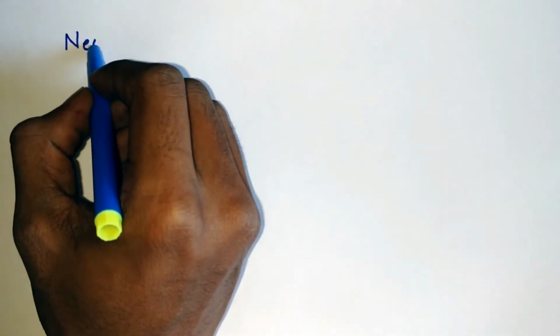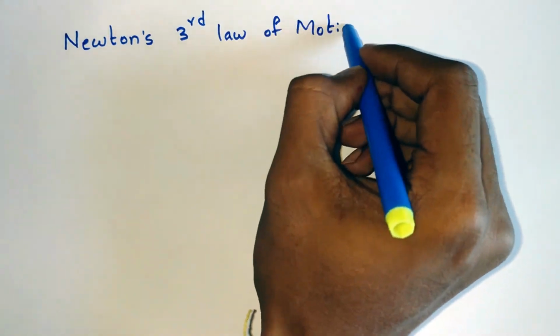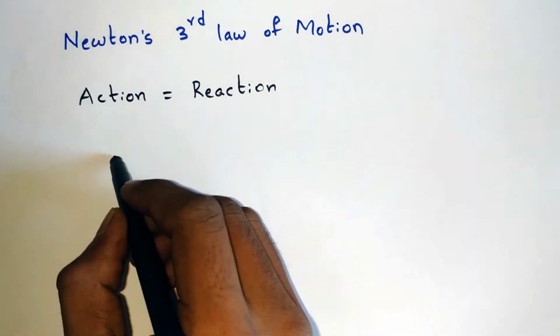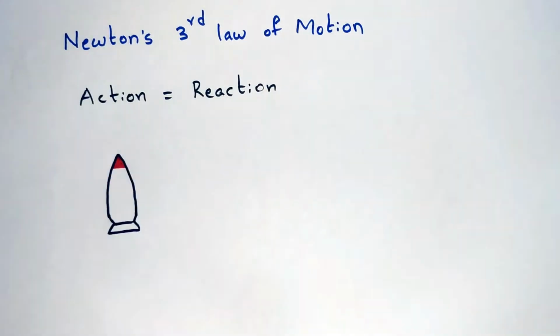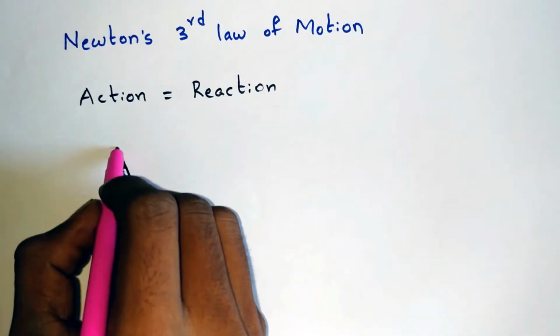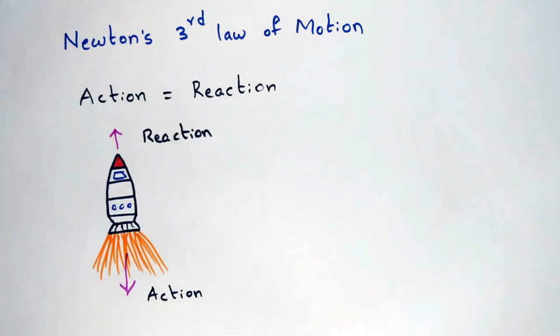Now, there is one more law, which is Newton's third law of motion, which states that for every action, there is equal and opposite reaction. This statement can be explained by numerous examples. If you consider a rocket propelling upwards, then the action force is the propulsion of the fuel in the downward direction. Therefore, a reaction force is developed on the rocket, which makes it to move upward.